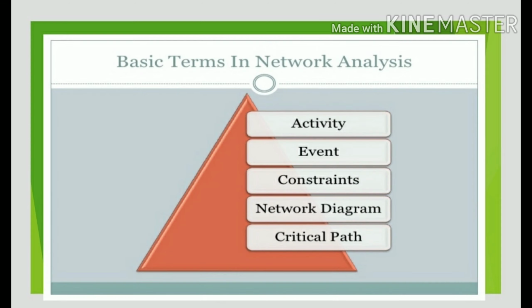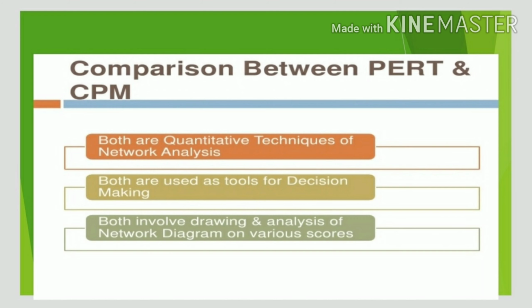Next one is the basic terms of network analysis. Activity means the particular time required for the completion of a project. Event means the duration of the time. Network diagram is direction. Critical means the longest pathway.